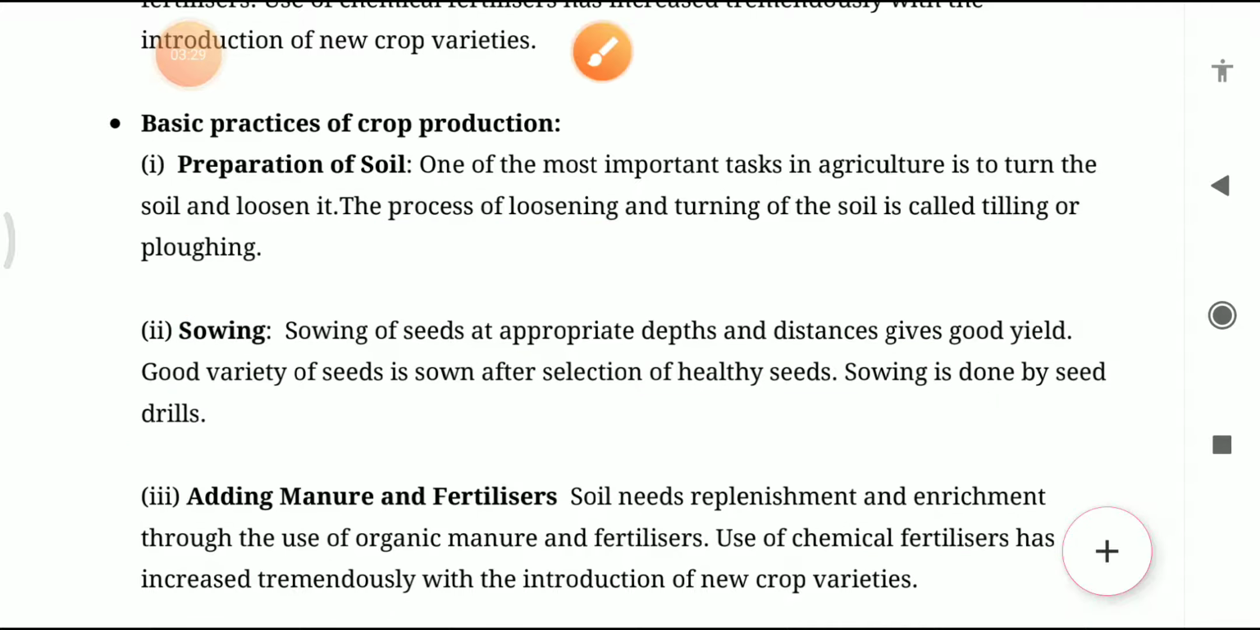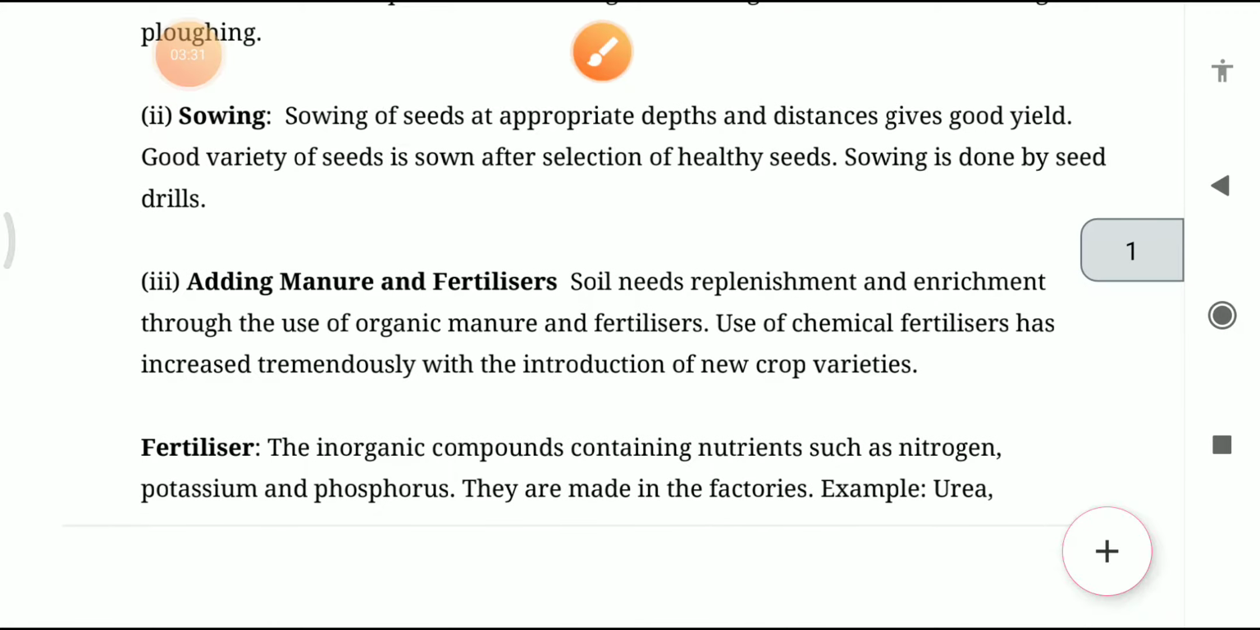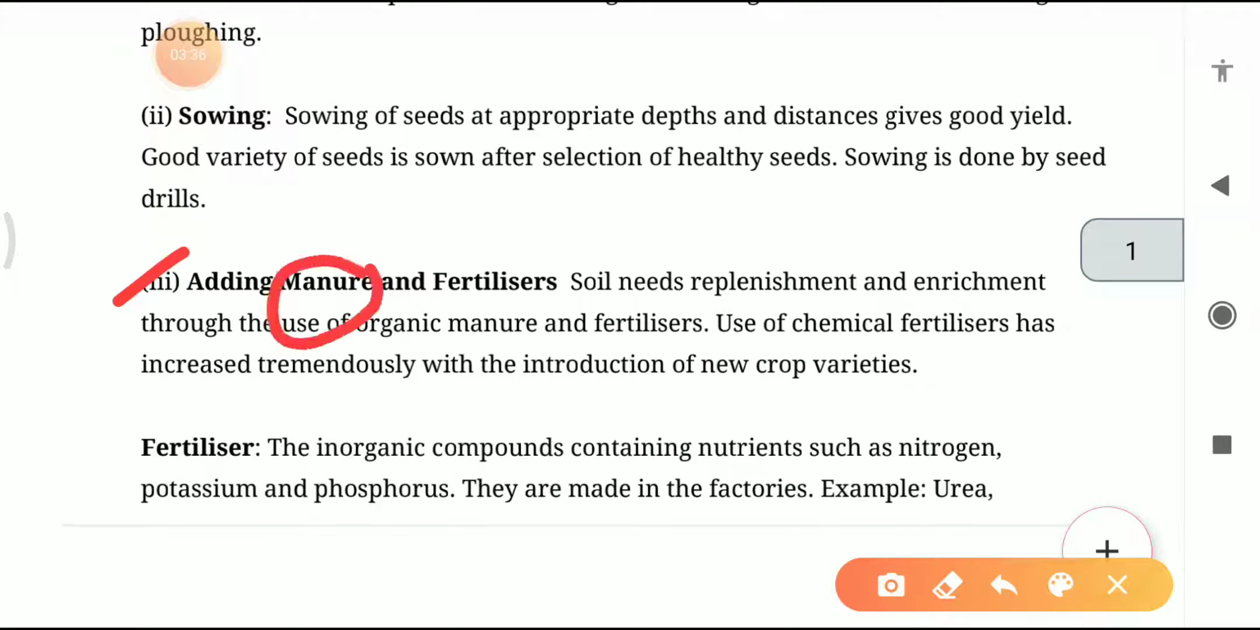Third point is adding manure and fertilizers. Now students, I told you earlier also, manure is natural and fertilizer is man-made. Manure is made from cow dung or waste products, dry leaves, straws, and many things. It's a natural one which can make the soil rich in humus and fertile. But fertilizer is made in factories and is man-made, in which chemicals are present.